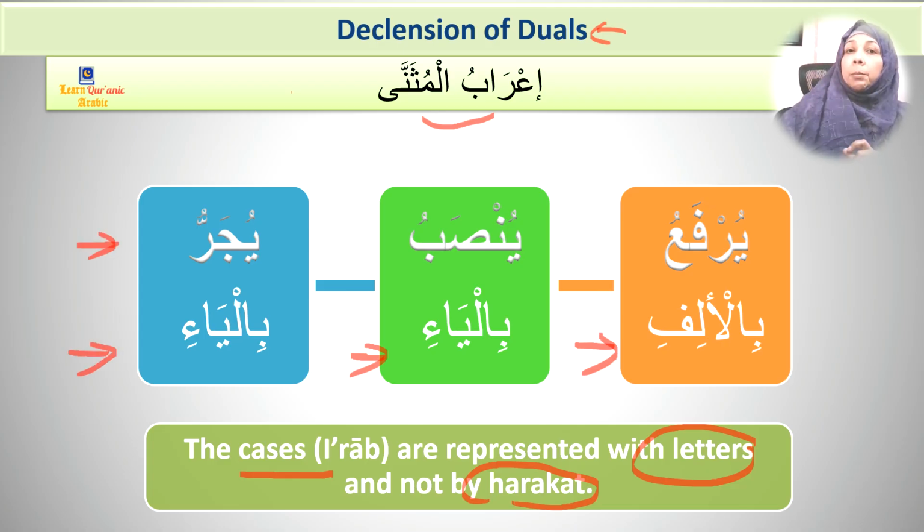And then we say it is yunsabu bil ya'i and yujarru bil ya'i. It means that in the mansub case and in the majroor case, we saw that the ending was with the ya and with the addition of the noon, right? So it is marfu with an alif. It is mansub and majroor with a ya. Okay, that is the dual declension.